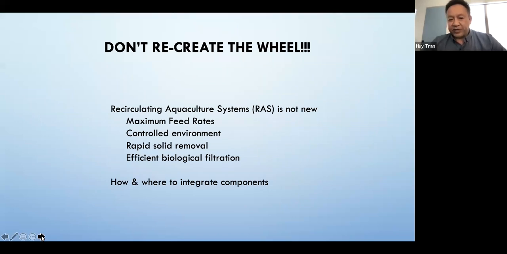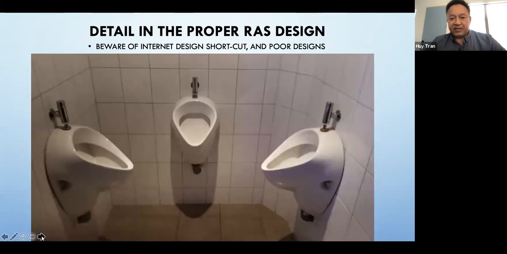Again, don't recreate the wheel. Work on some existing technology, learn from the mistakes of others. That will help so much financially and help you not repeat some of the more common mistakes. And then also how and when to best integrate certain components. Detail is definitely in the proper design. I could probably do a book or a series of presentations just on incorrect designs.